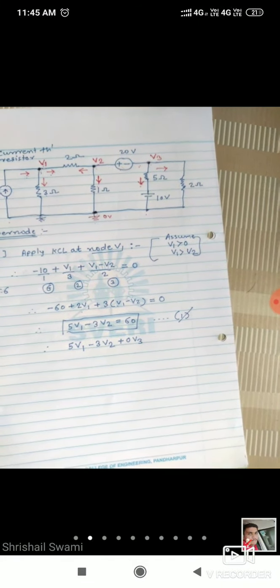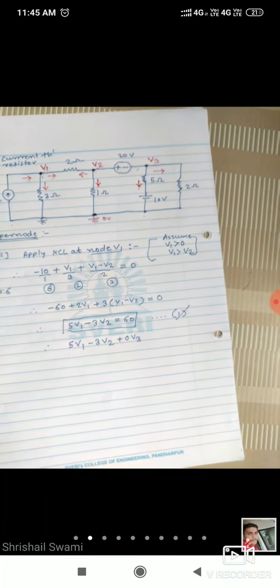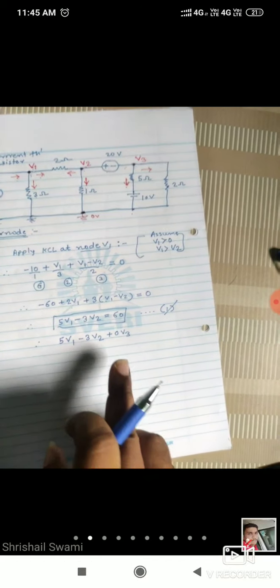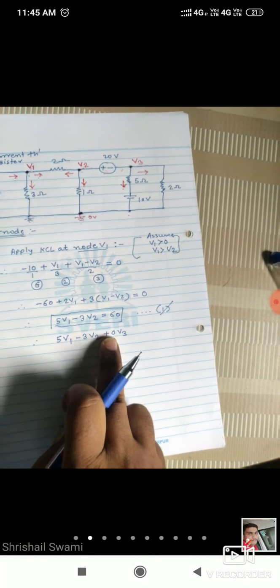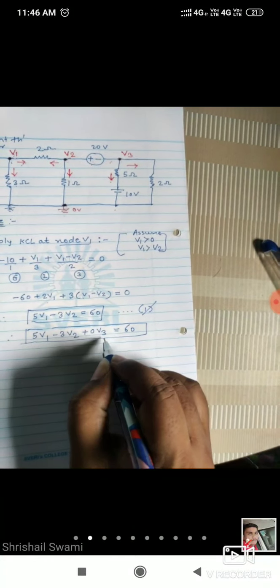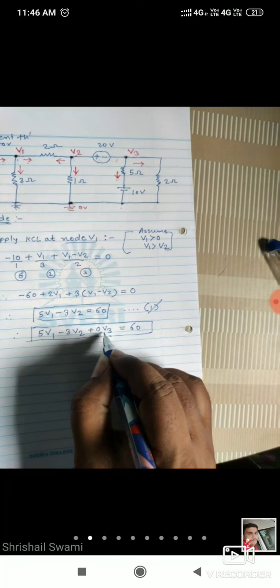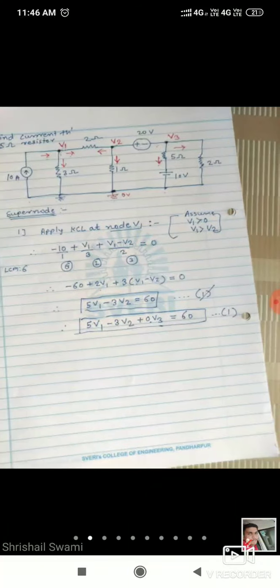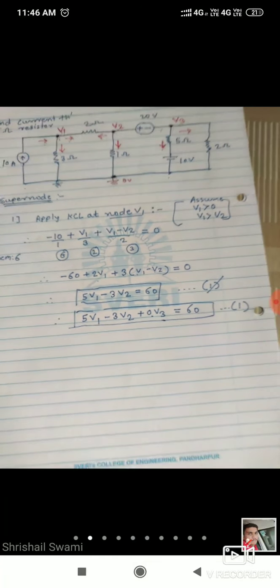Because in the calculator it will ask for A1, B1, C1 and D1. So in that case, what is the C1 value? That will be 0. Do you understand? So this is equal to 60. So whatever missing unknown is there, you have to add it with 0. This is equation number 1. Are you understanding? So step number 3 is over.